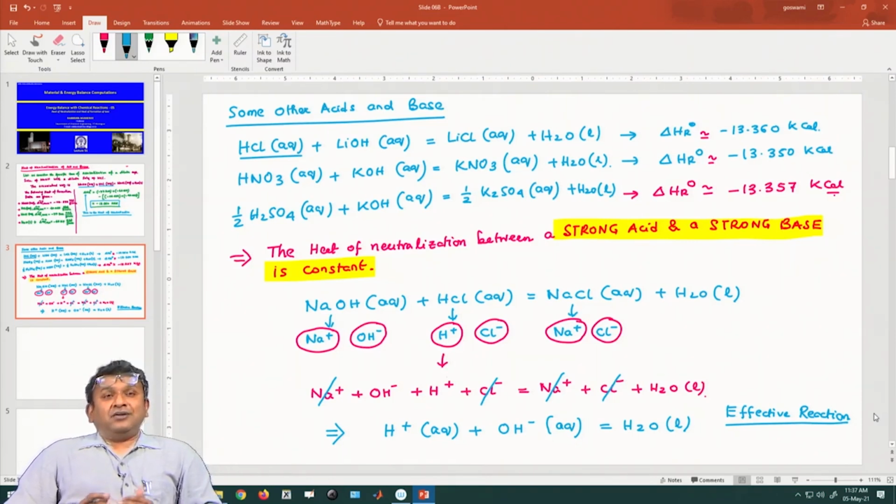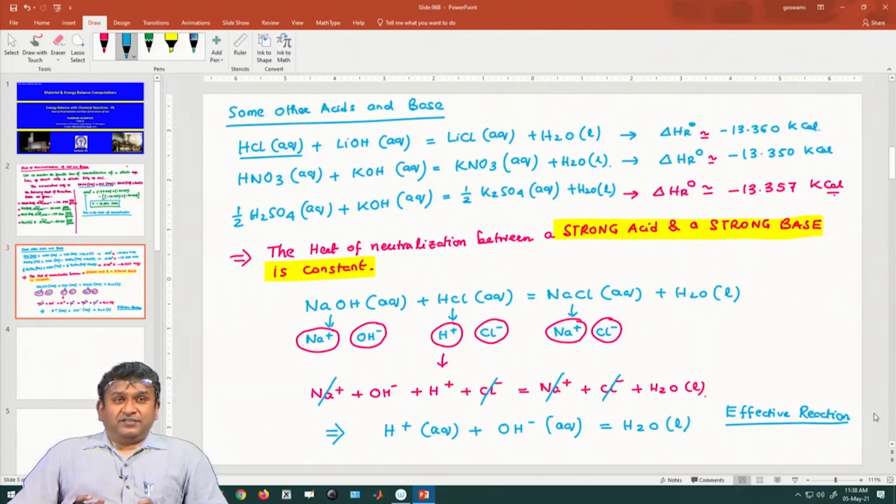And therefore, in all cases there is now no doubt, I guess all of you understand why in all cases the heat of neutralization is the same. Does it mean that it is universally valid for all types of acids and bases? The answer to that is no. It is only valid for strong acid and strong base which fully dissociate in an aqueous medium.